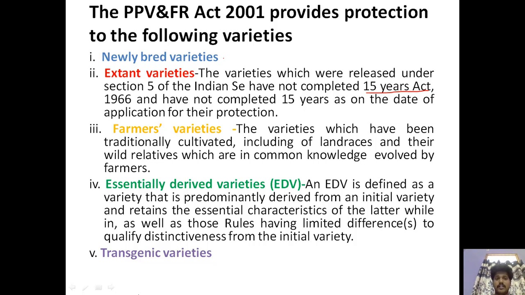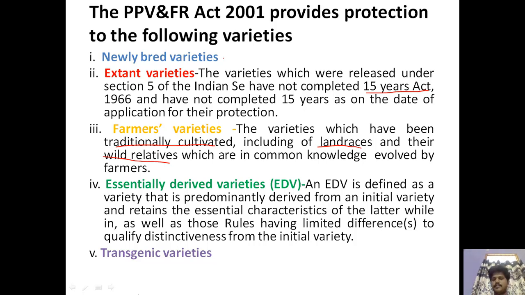And then farmers' varieties. These are varieties which have been traditionally cultivated for years together, including landraces and their wild relatives, which are in common knowledge and evolved by the farmers. These varieties are well known from generation to generation.